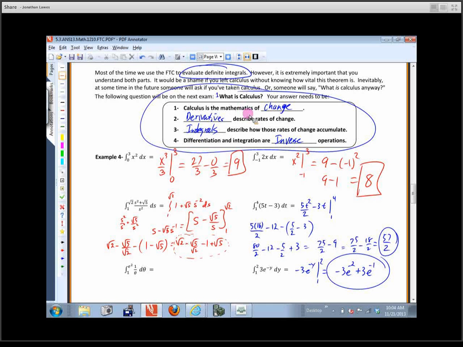Calculus is the mathematics of change. Derivatives describe rates of change. Integrals describe how those rates of change accumulate. And integration and differentiation are inverses of each other. If you know those four things, in four very simple, concise statements, that's what calculus is.